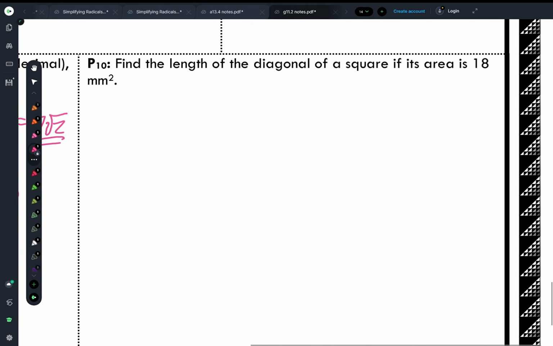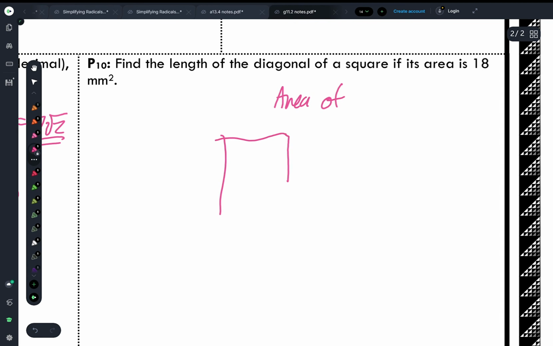10. Find the length of the diagonal of a square if its area is 18. Okay, so square. Let me draw it out. The area is 18. If we call the sides x, the area of a square is just side squared, because they're all side times side, which is side squared. So in this case, it would be x squared.